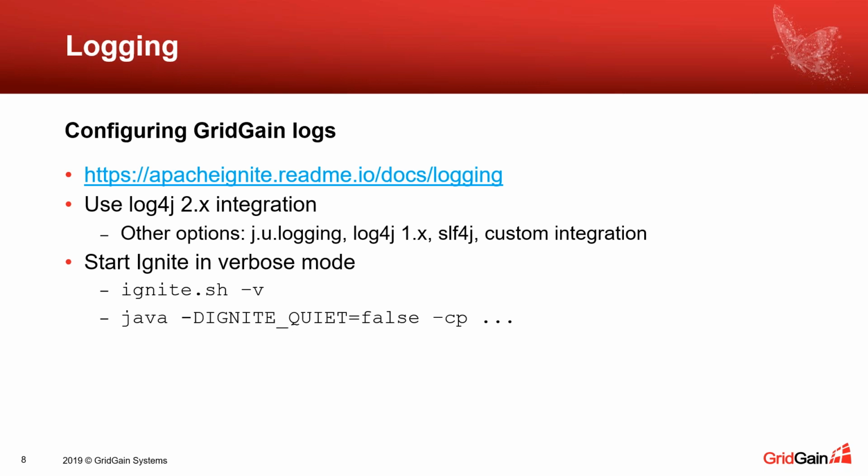Also, I would recommend starting Ignite in verbose mode, either by using the command line switch -v or by using the IGNITE_QUIET system property. So what is verbose mode? By default, Ignite will start in quiet mode, which means that only the most critical, most important things will be in its standard output, in its console output. And usually you would want to have all the information there. And to have all the information, you start it in this verbose mode.